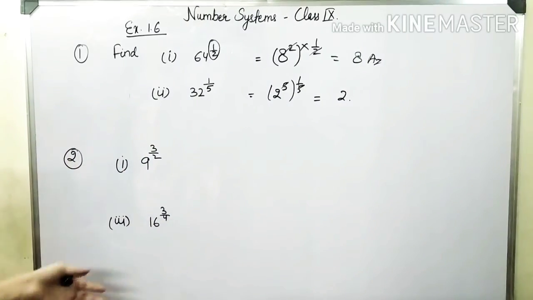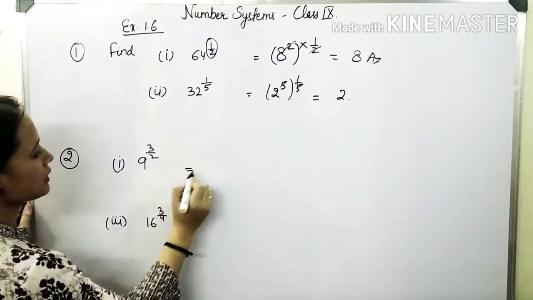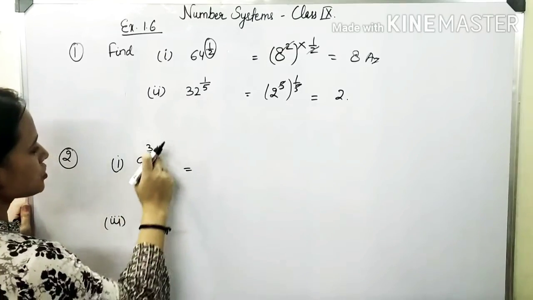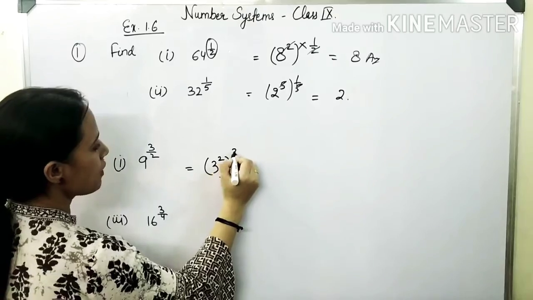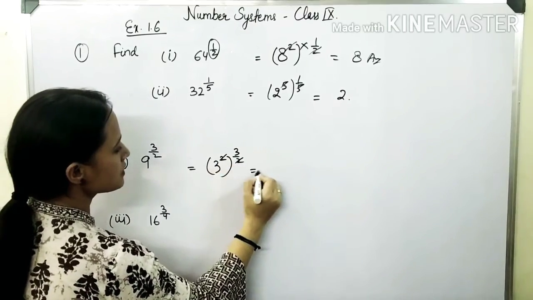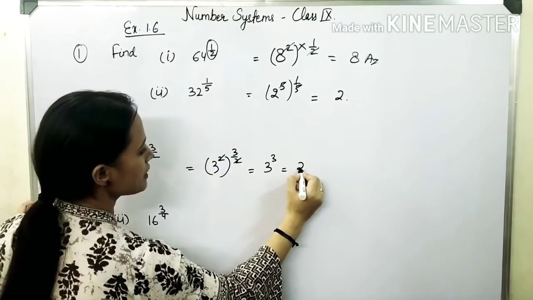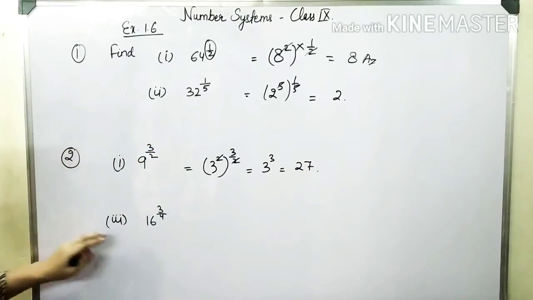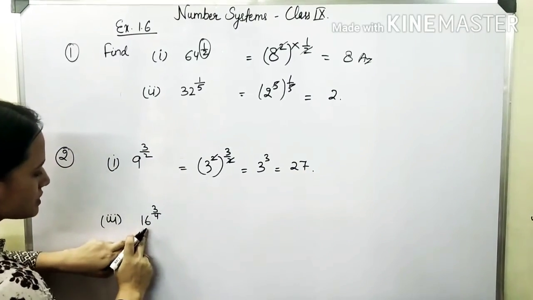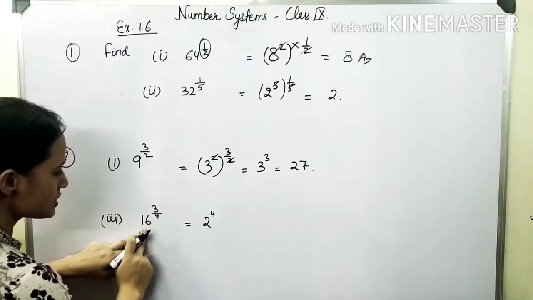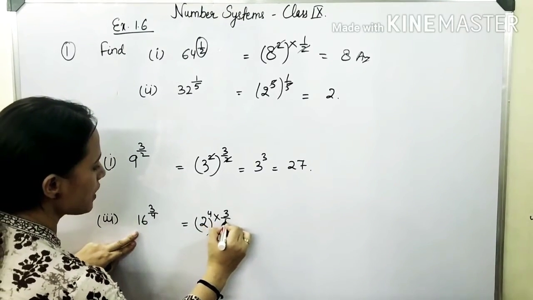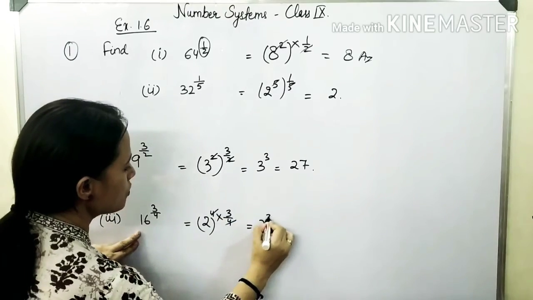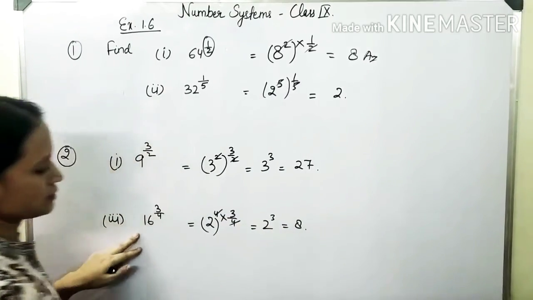Question number 2, again the similar kind of questions only are there. So how can we write 9 raised to the power 3 by 2? We can write 9 as 3 square and whole power 3 by 2. So you can cancel this. 3 cube we are getting, that is 27. Now the third part, 16 raised to the power 3 by 4. You can write 16 as 2 raised to the power 4 into 3 by 4, that is 2 cube, and it is giving us 8.